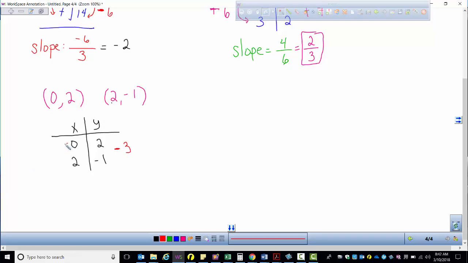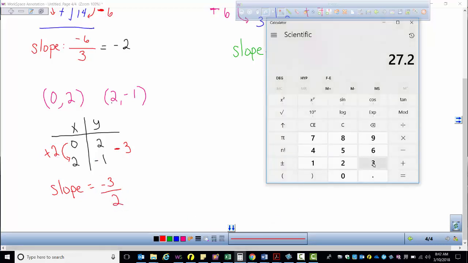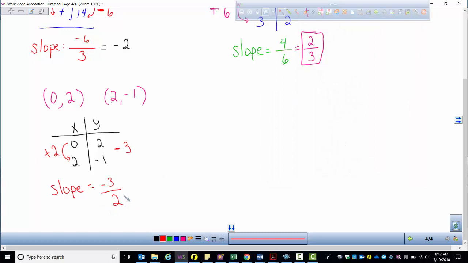And if I start at 0 and I go to 2, I got bigger. I got bigger by 2. So my slope is going to be the y, which is negative 3, divided by positive 2. And if I use my calculator, if I put in 3 negative divided by 2, do you see how I get a decimal? I don't want that, so just leave this. And I cannot simplify.